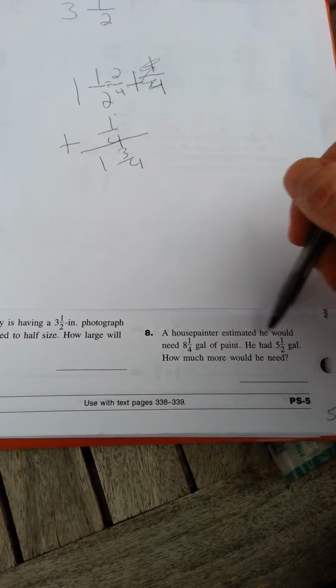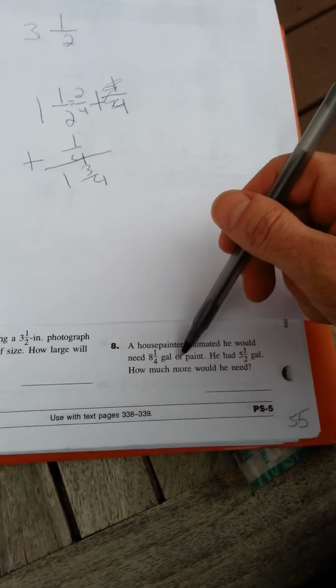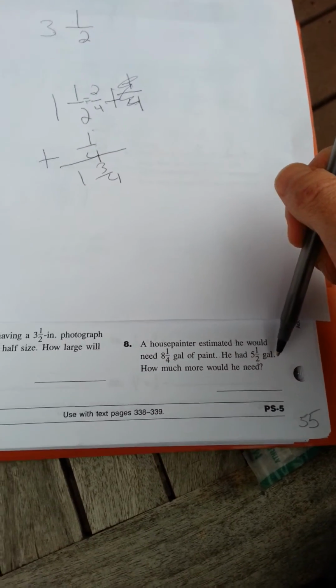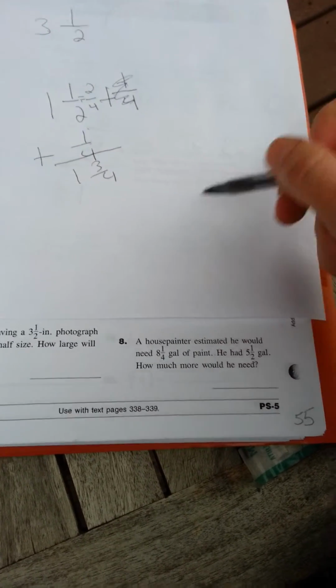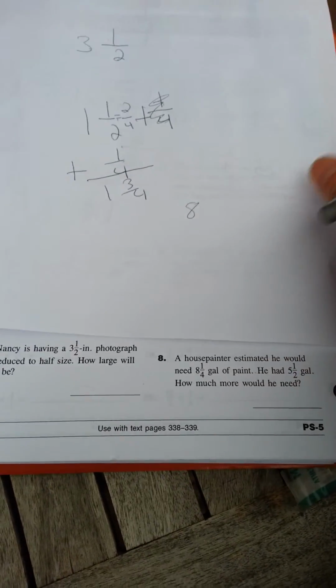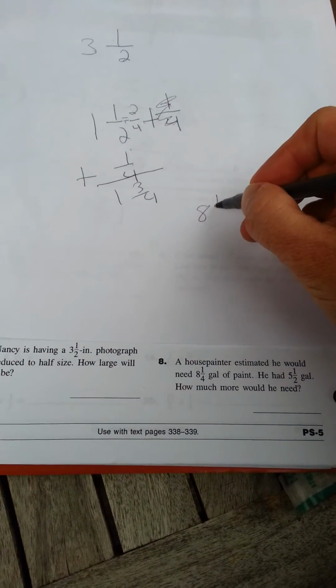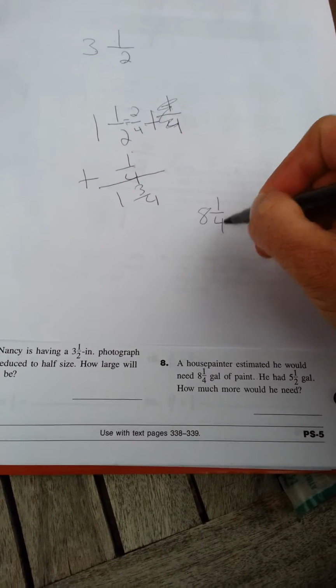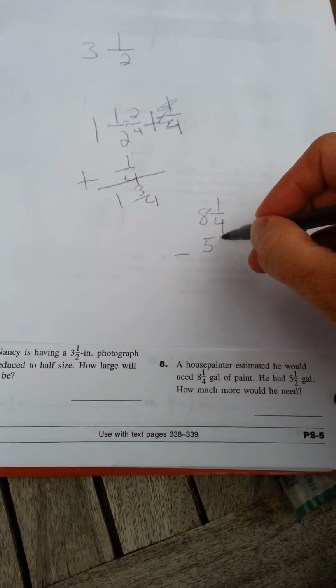A house painter estimated he would need 8 1/4 gallons of paint. He had 5 1/2. How much more did he need? So we have to subtract. 8 1/4 minus 5 1/2.